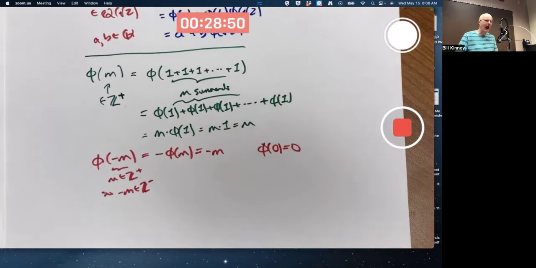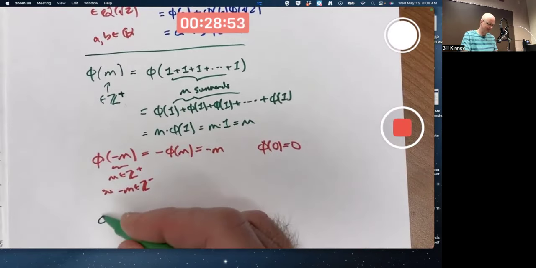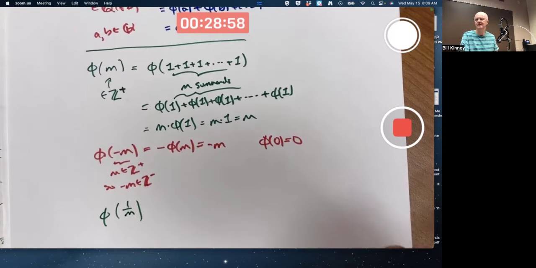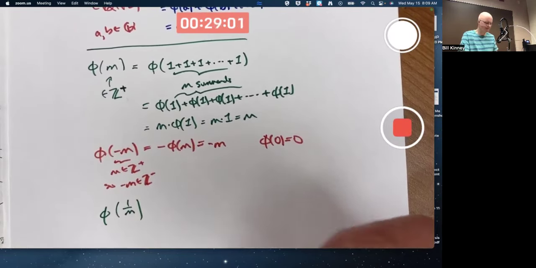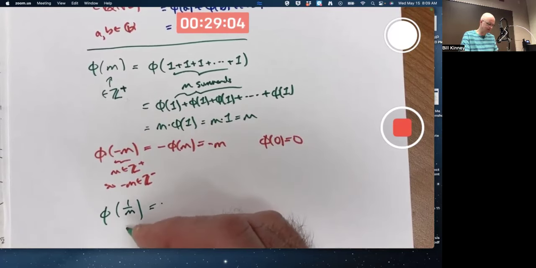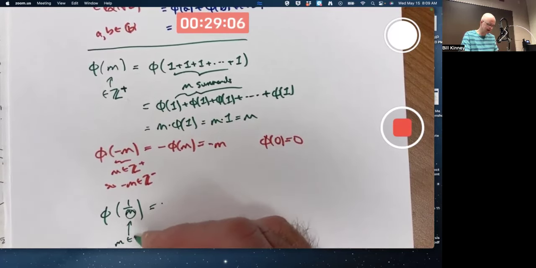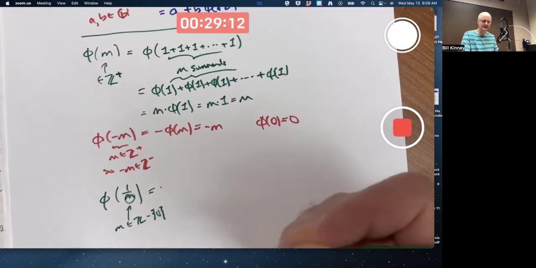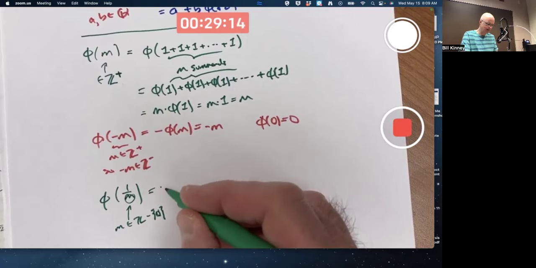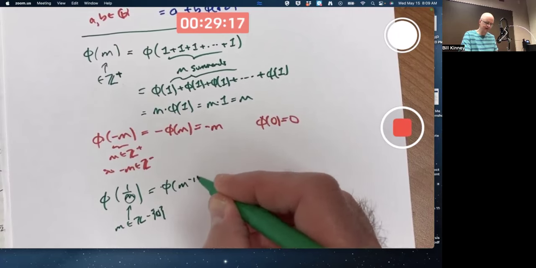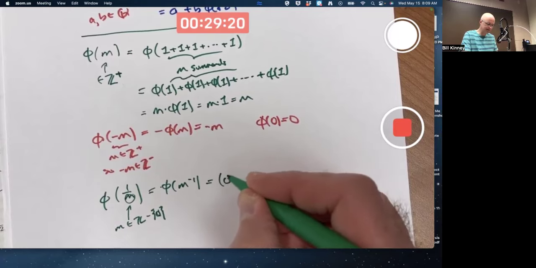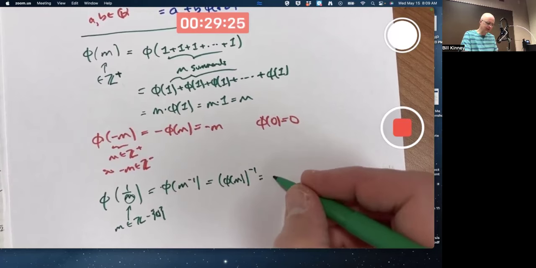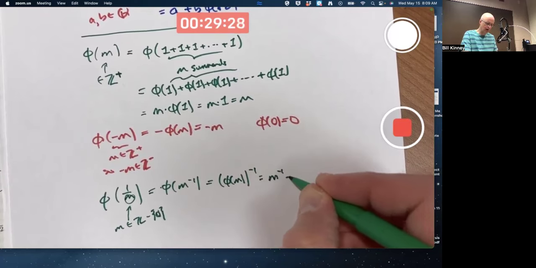All right, well, what about fractions? Maybe we should do the simplest kind of fraction first, like 1 over m, where m is a non-zero integer, Z take away 0. Well, that's phi of m inverse. And being operation preserving means that's the same as phi of m, inverse. And phi maps m to itself. M is an integer. That's m inverse, or 1 over m.